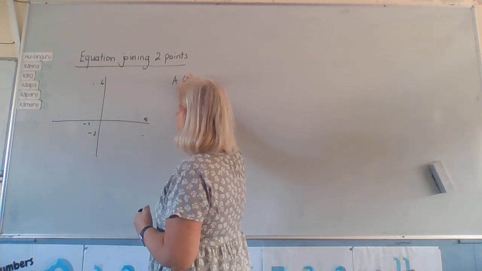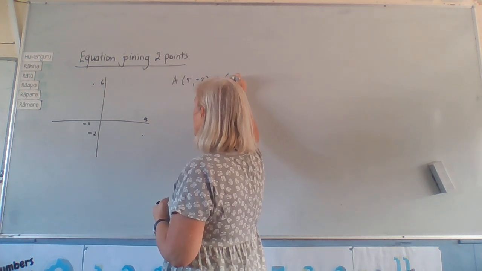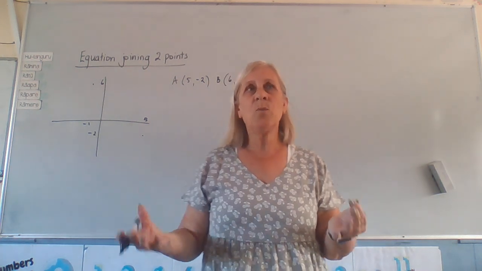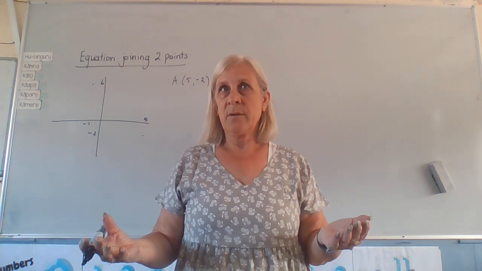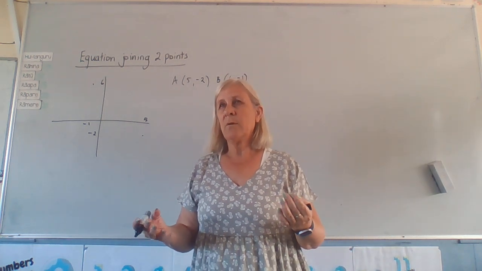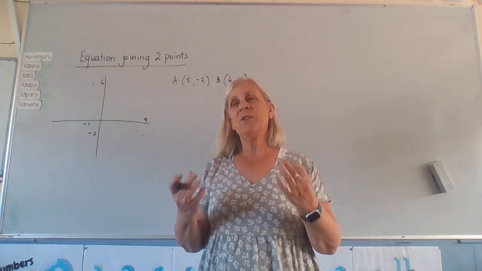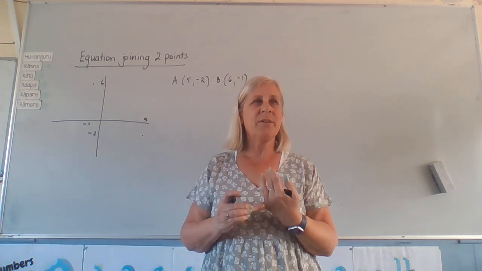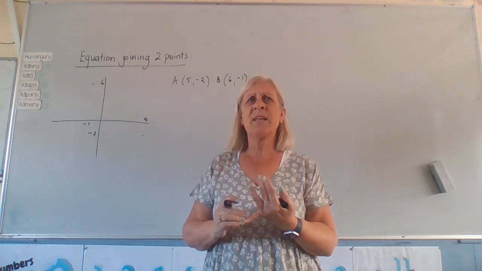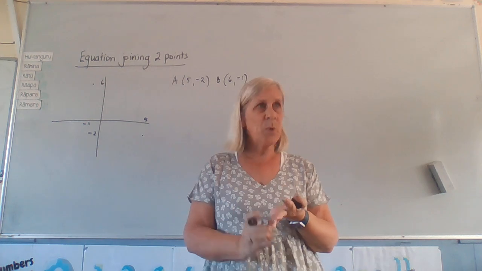Okay, so we've got these 2 points. We're going to call A 5, -2, and B 6, -1. Now, when we draw a line, what do we need? We need a gradient. Good. What else do we need? On Friday we needed a gradient and a point. Yeah. So we've got a gradient and a point.